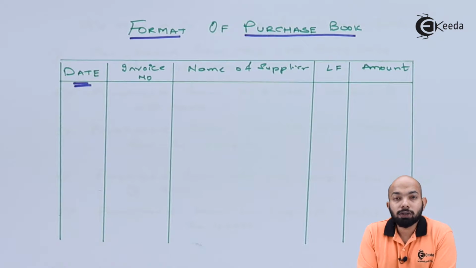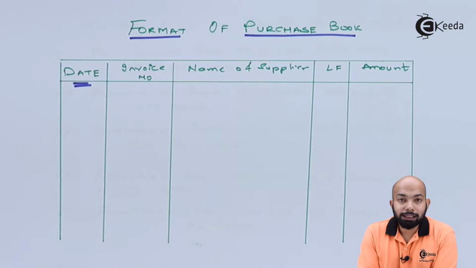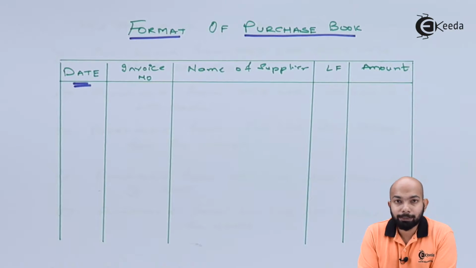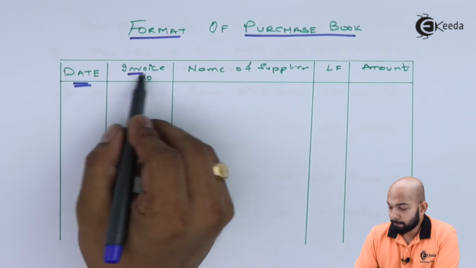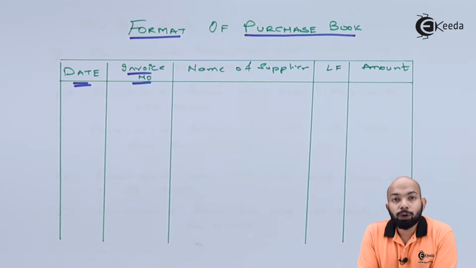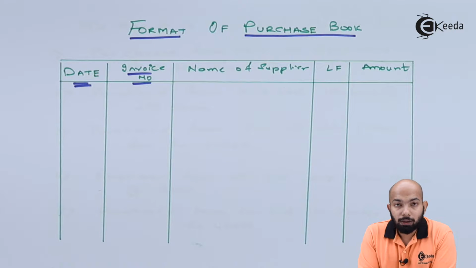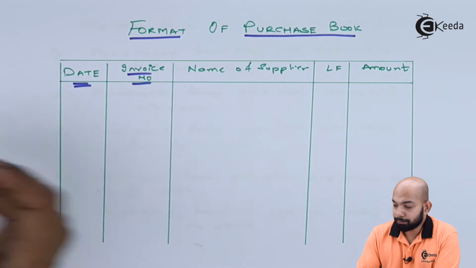The first column states the date. That means the year and the day when this specific transaction has taken place. The invoice number is the next category that will be provided in the question. Now that we have already mentioned that we have only 5 columns, this is the second column. The third column will be the name of the supplier or the details of the creditor.